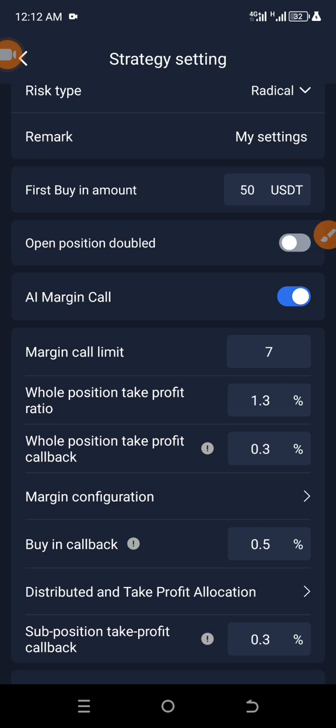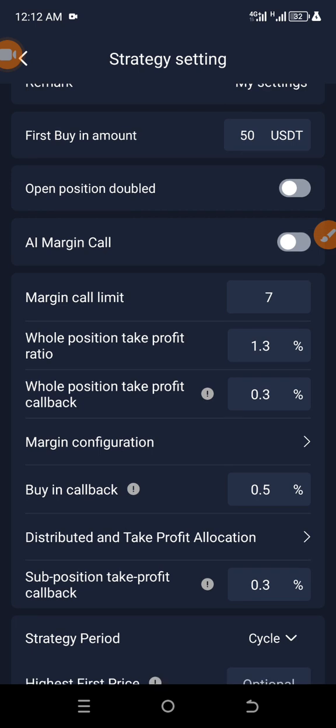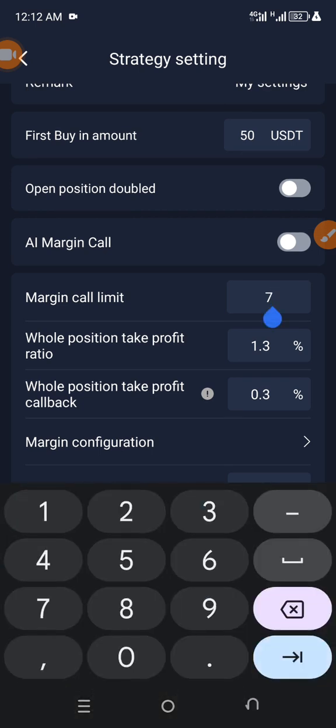Now, AI margin call should be off. We don't use that either. It is a way the robot buys the dip, but we don't use that. Now, margin call limit, it should be 50. That's what I use. When we say margin call limit, it simply means the number of times the robot should buy a coin when it is in a dip. Margin call limit simply means that when the market drops, that's what we mean by margin calls. Now the whole position take profit ratio should be 2%.